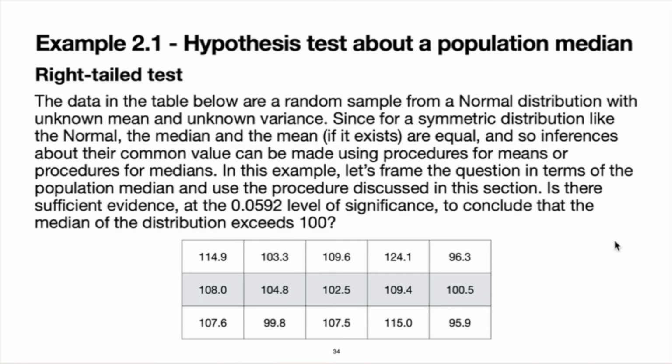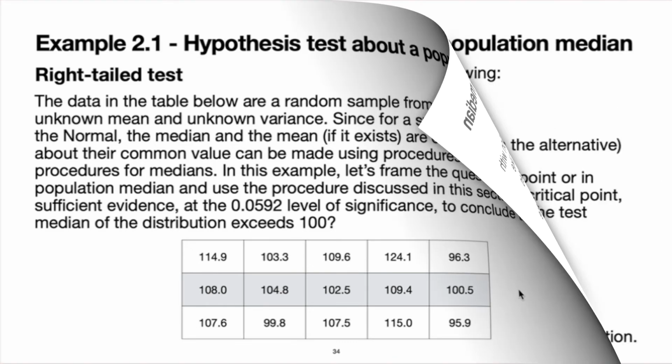So is there sufficient evidence at the 0.0592 level of significance to conclude that the median of the distribution is greater than 100? We see our sample data here. We've got 15 observations, and we want to know whether there's sufficient evidence to conclude that the median of the distribution is greater than 100. So just take a look at those data, eyeball it here. What do you think? Do you think there's going to be significant or sufficient evidence?